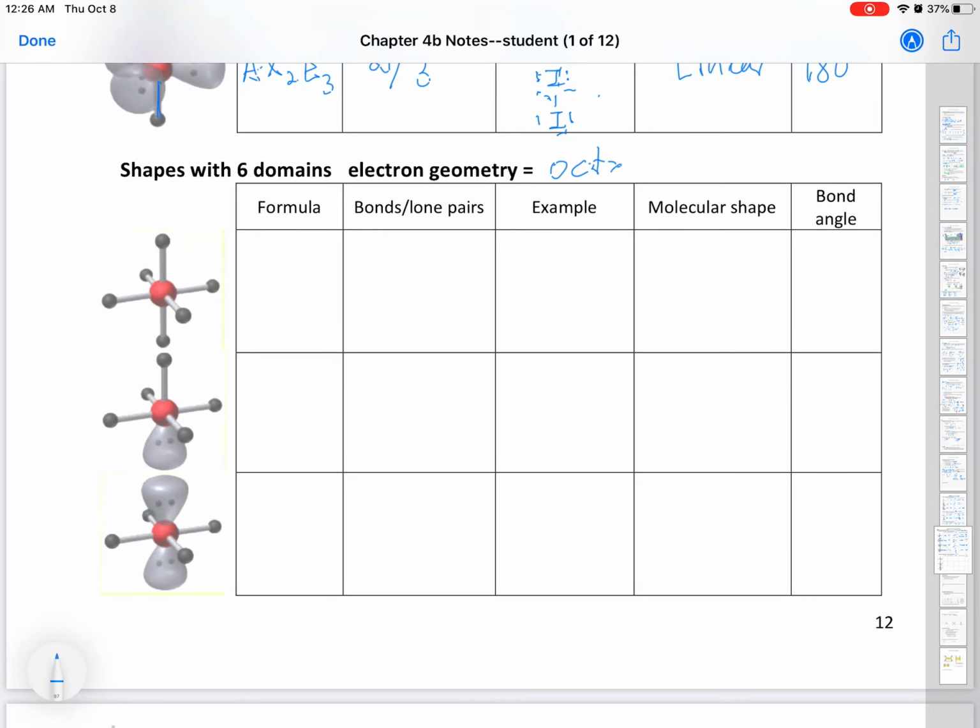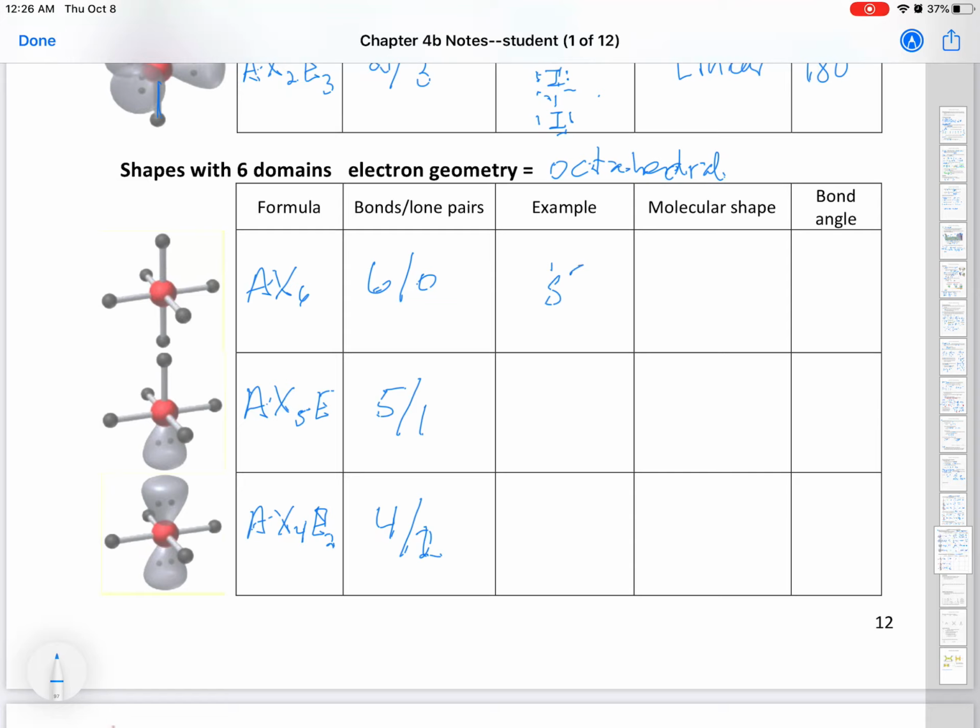Shapes that have six domains, we call them octahedral. I don't really know why, because octa means eight, but that's the name of the shape, octahedral. This simple one has all bonding pairs, so there's six bonding pairs, zero lone pairs. This one has five bonding pairs, one lone pair, and four and two. Formulas look something like this. Sorry, they're a little sloppy. And some examples.